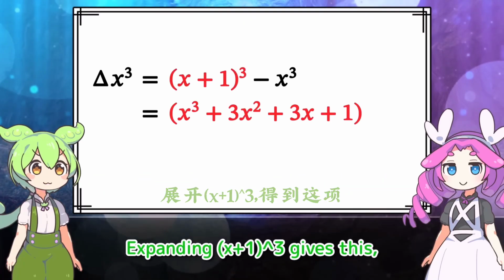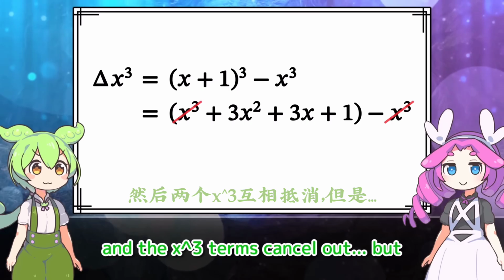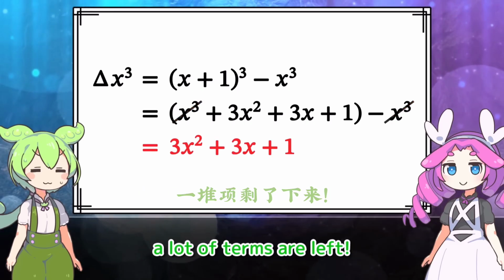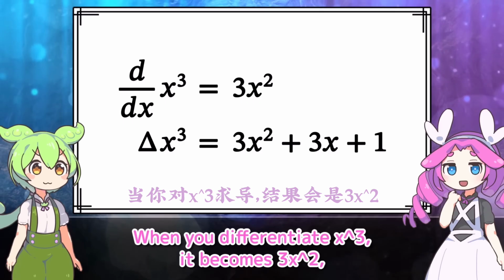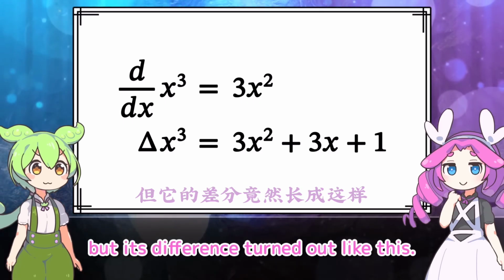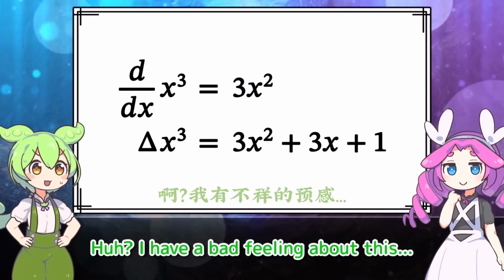Expanding (x+1)^3 gives this, and the x cubed terms cancel out, but a lot of terms are left. This result is more complicated than before. When you differentiate x cubed, it becomes 3x squared, but its difference turned out like this. It doesn't feel very clear. Huh? I have a bad feeling about this.